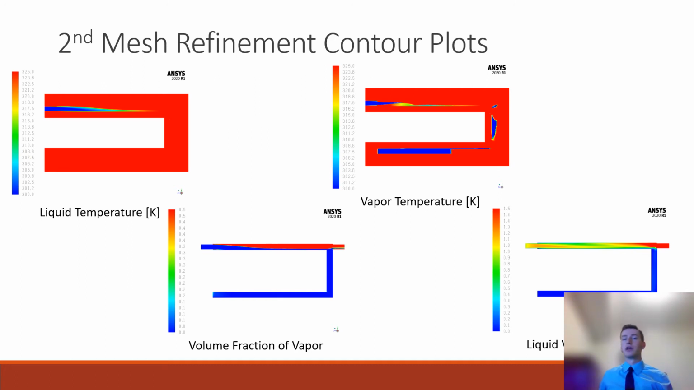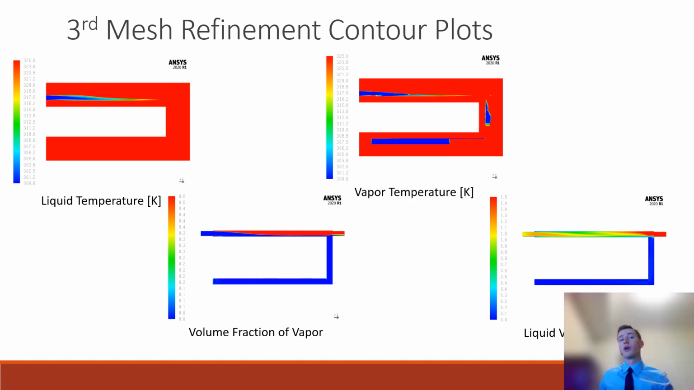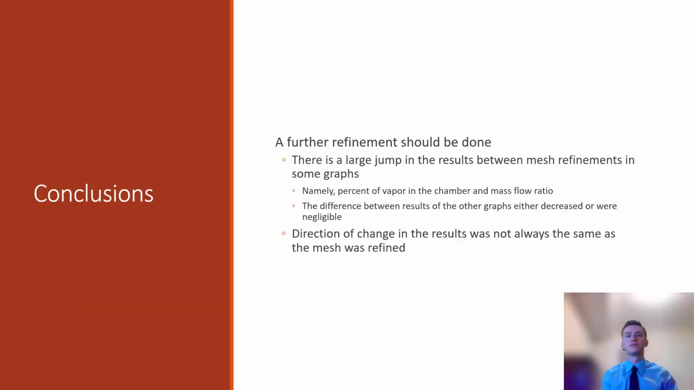As you can see, there's liquid temperature, vapor temperature, volume fraction of vapor, and velocity of the liquid all within the chamber. So here are some more contour plots of the third mesh refinement trial, again with liquid temperature, vapor temperature, volume fraction of vapor, and liquid velocity all within the chamber.